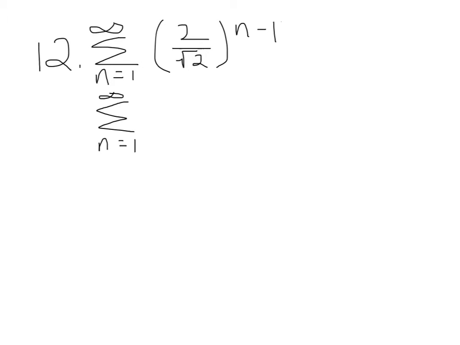Our series is the sum from 1 to infinity of the quantity 2 over the square root of 2 to the n minus 1. Before we begin, we can simplify the sequence to the square root of 2 to the n minus 1. We will be doing two tests to determine whether the series converges or diverges. I will be doing the ratio test, and Peter will be doing the root test.